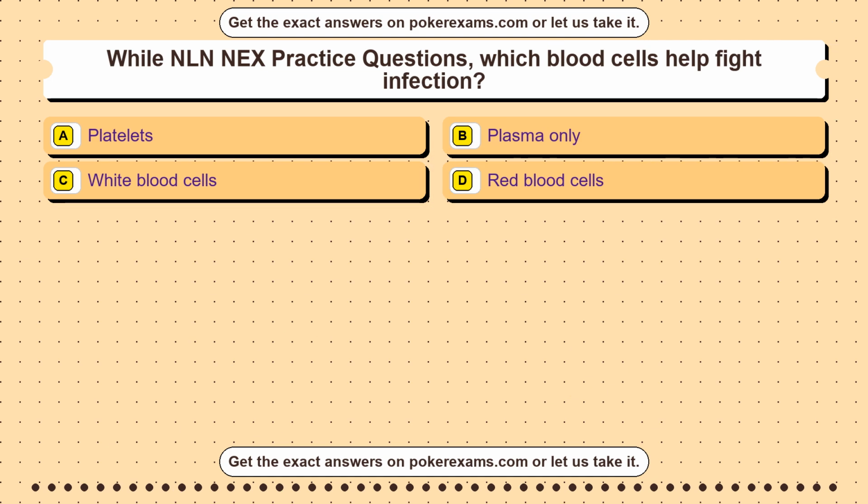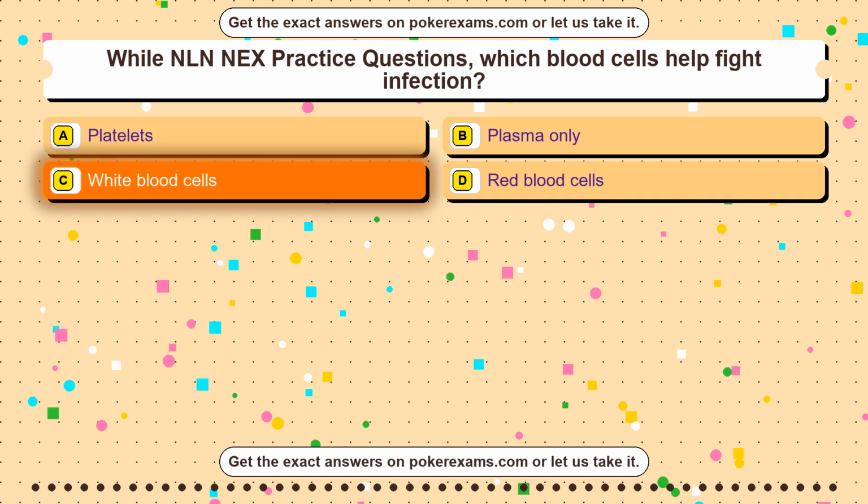Question 47. While NLN NEX Practice Questions, which blood cells help fight infection? Option A platelets. Option B plasma only. Option C white blood cells. Option D red blood cells. The correct answer is option C, white blood cells.